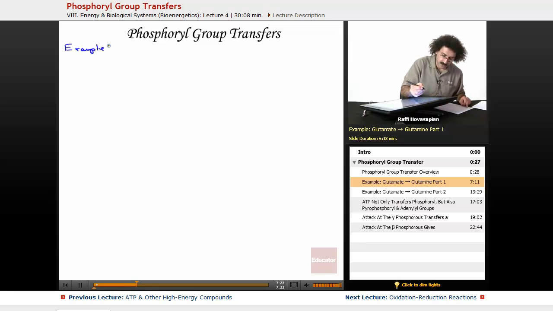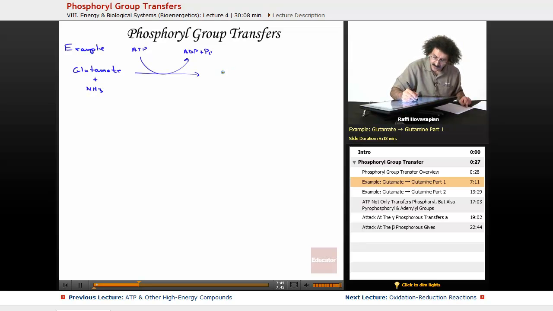Okay, so for the example, let's go ahead and do the following reaction. Let's take glutamate, and we are going to have ATP, ADP plus glutamate plus ammonia, I should say. Those are the reactants. And we are going to form glutamine.